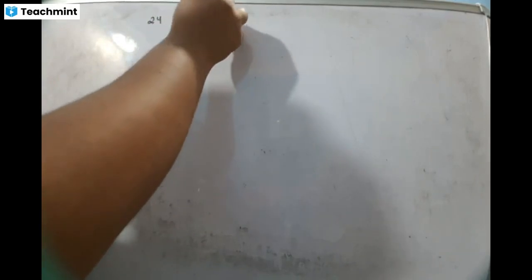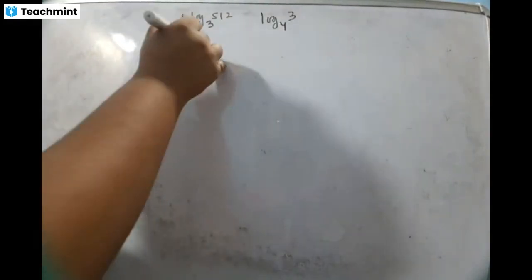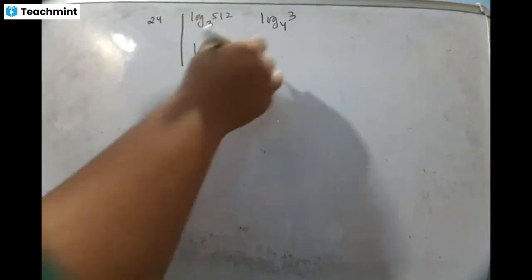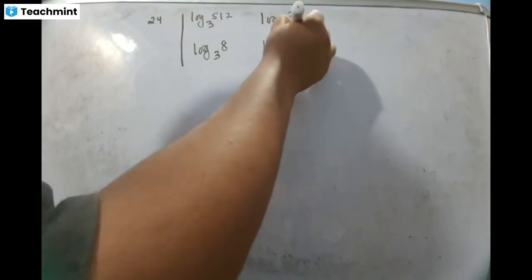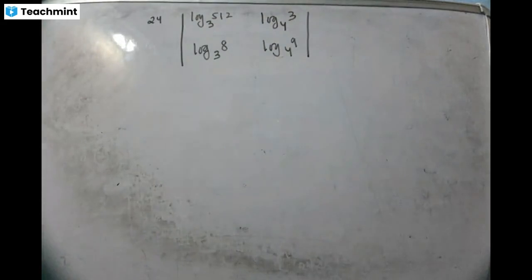Okay, question number 24. The question is the determinant with entries log 512 to the base 3, log 3 to the base 4, log 8 to the base 3 and log 9 to the base 4. I have to find the value of this determinant.